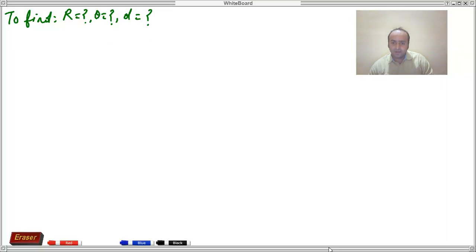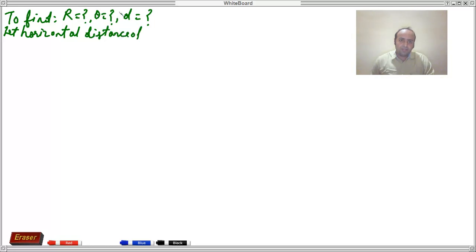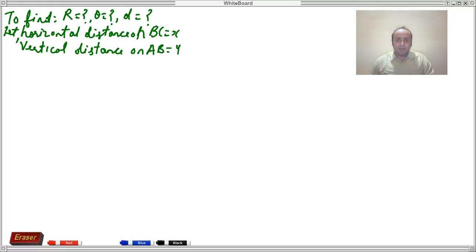So let's write it down. Let horizontal distance on BC is equal to x, and vertical distance on AB is equal to y. So we have written it.